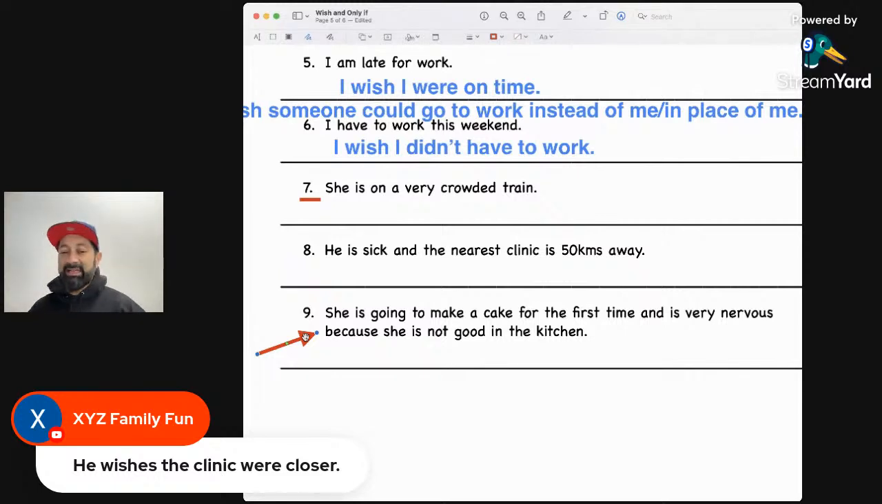She's going to make a cake for the first time and is very nervous because she's not good in the kitchen. What would your answer be for this? She's going to be making a cake for the first time. She's nervous because she's not good in the kitchen. Let me put that back on the screen here.